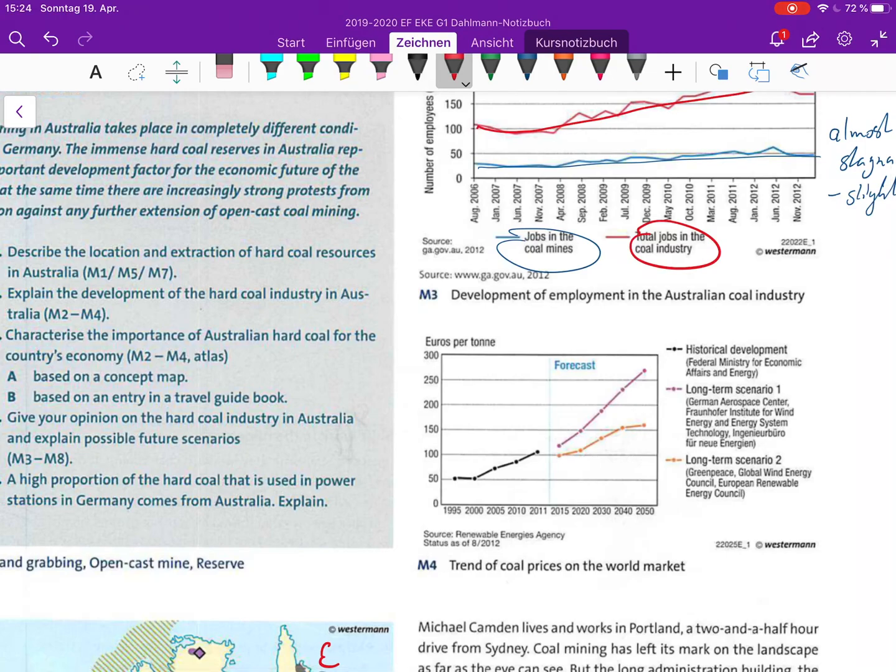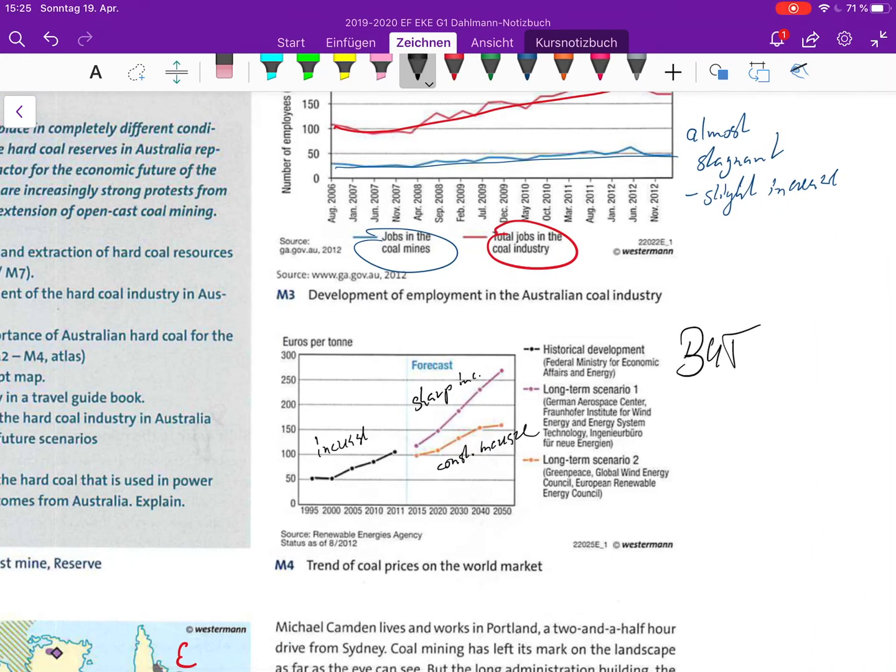Fourth, trend of coal prices in the world market. So increase. Sharp increase or constant increase. So either or, the euro per ton seems to be increasing. However, remember, but there's a little bit of critique here.